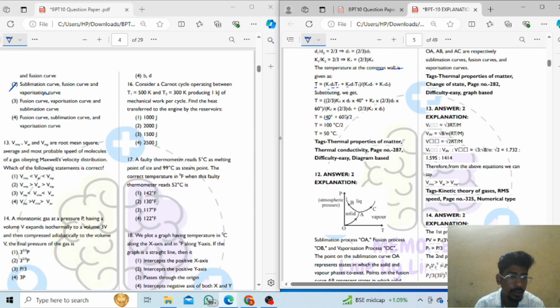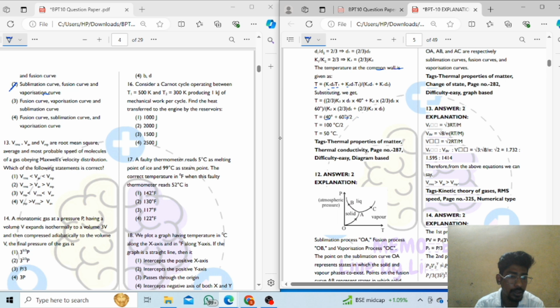Question number 13. VRMS, VAV, VMP: what are these? RMS velocity, average velocity, and most probable velocity. This is the Maxwell velocity distribution. You know these formulas, no? VRMS is equal to root over 3RT by M, V average is given by root over 8RT by pi M, and VMP is given by root over 2RT by M.